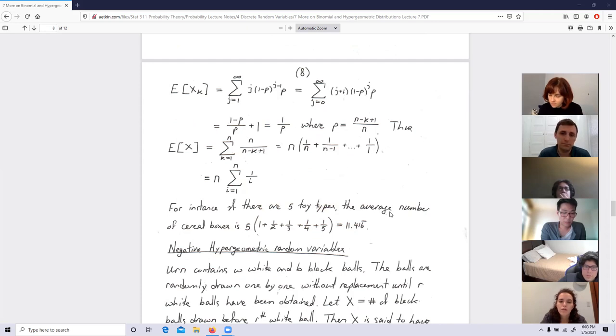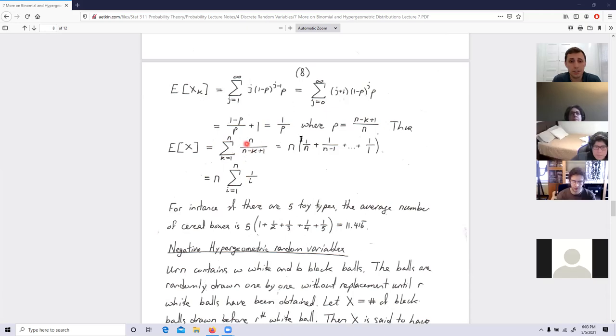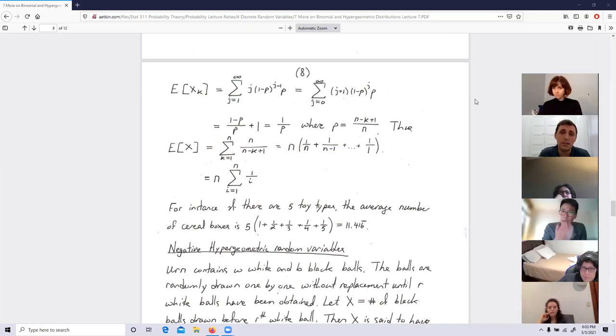Understood? All the toy types. I is just the index in the summation. I can just sum it as 1 over 1, 1 over 2, 1 over 3. Nothing special about it. I'm just saying this is the partial sum of the harmonic series multiplied by n. Good? You understand the idea, guys, right? It can be a tiny bit annoying to calculate, but you get there right away. It's just a sum of geometric random variables, in essence.